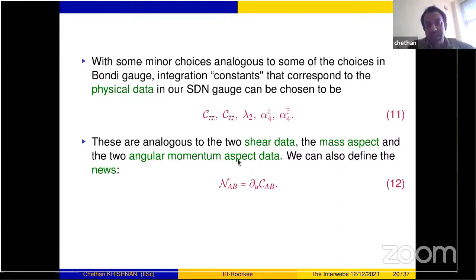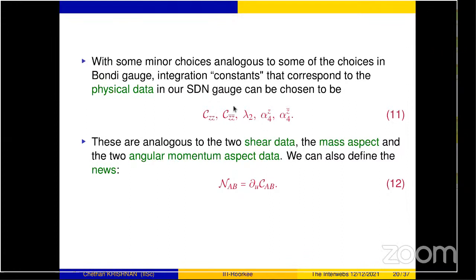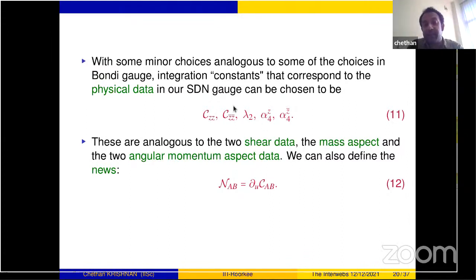Here I'm fixing it to be gamma ZZ bar, which is the sphere metric on this thing. I'm trying to be as close to BMS here. Okay, thanks. There are a couple more comments, and maybe I can tell you at the end.